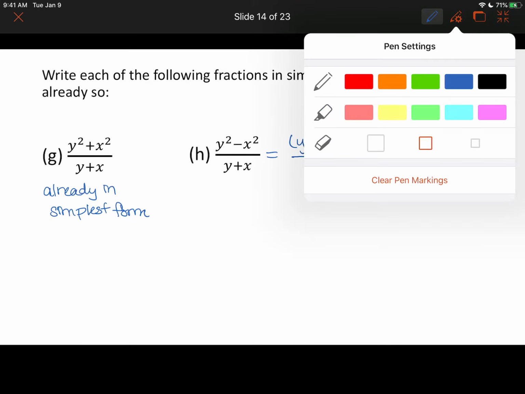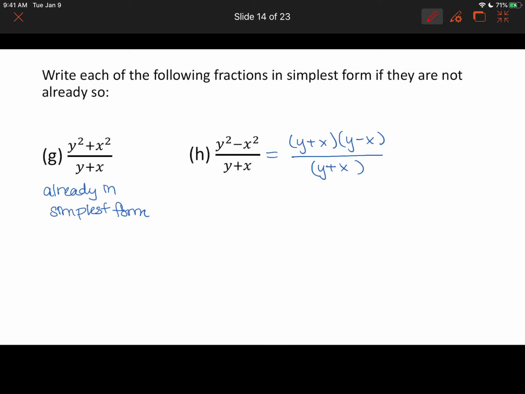Now can I cancel? Well, sure. I've factored the top, and the denominator is already as factored as it can get, and I have a common factor here, y plus x. And I'm left with y minus x.